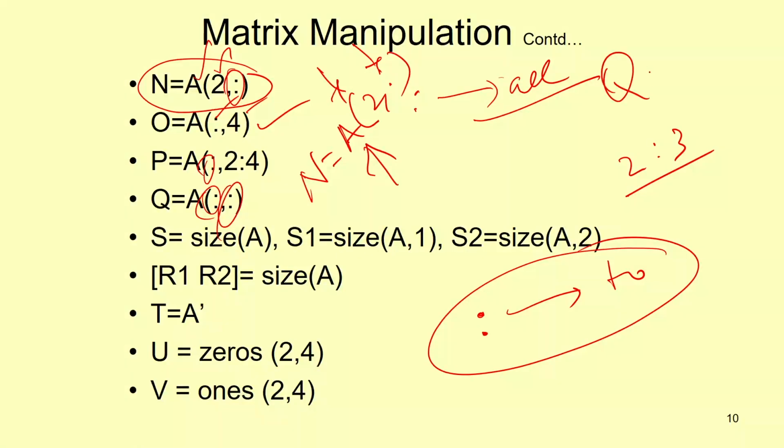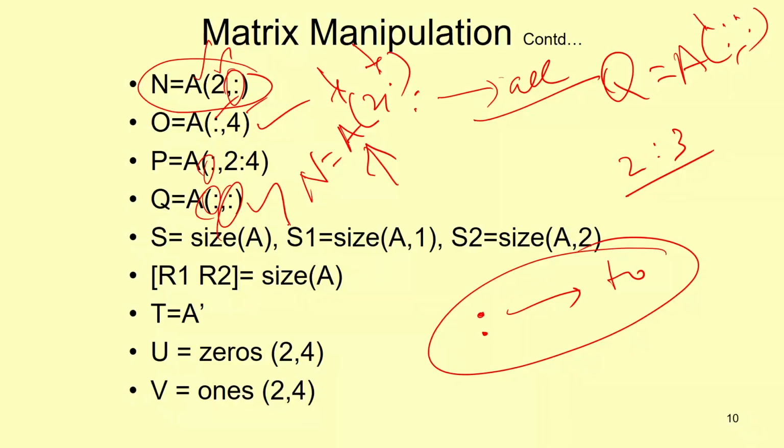Now you compare this command A of colon comma colon. So all comma all, that means all rows and all columns from A matrix should be copied to Q matrix. This is what this command is all about. So indirectly you can say that Q equal to A also holds good. That is, A matrix is directly assigned to Q matrix.